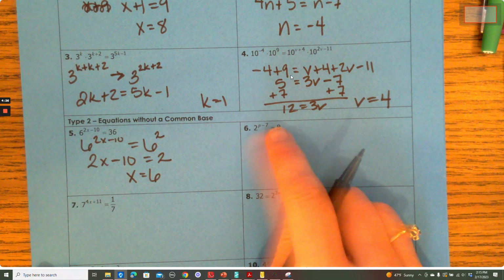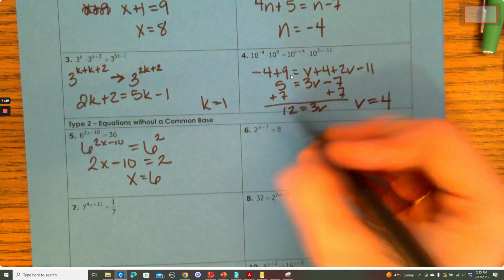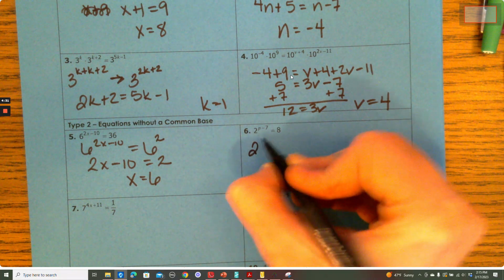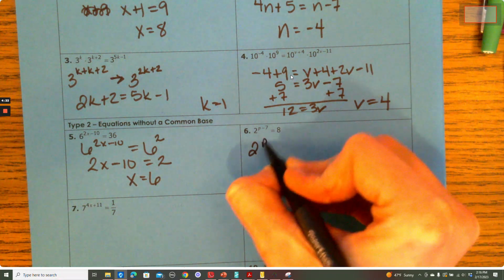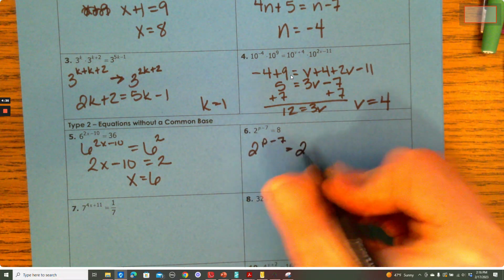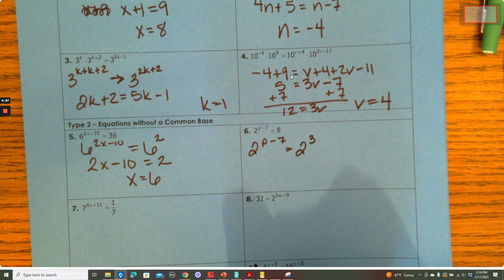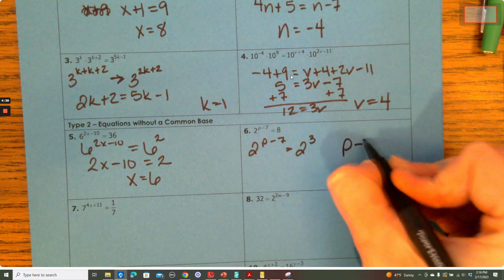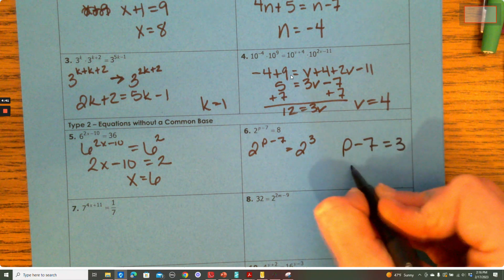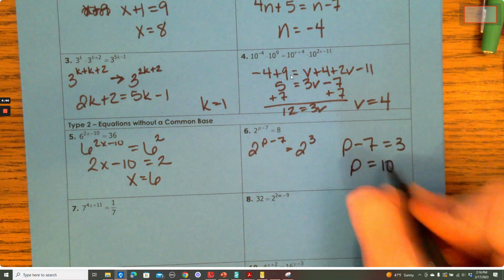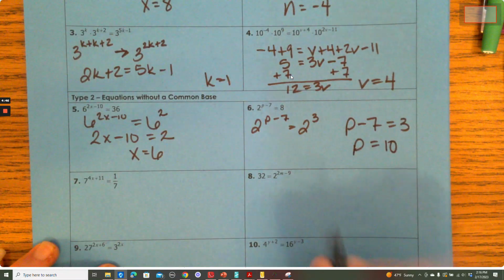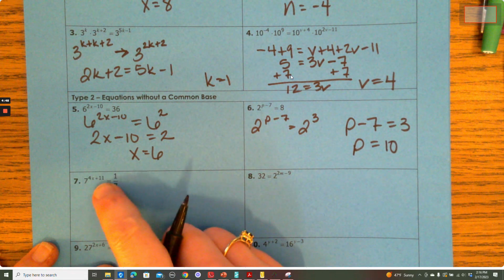All right, so I need a base of 2. So 8 is the same as, let's see, 2 to the p minus 7. 8 is the same as 2 cubed. So my equation here is p minus 7 equals 3, and p would equal 10. Okay? Here's where things start getting a little bit trickier.